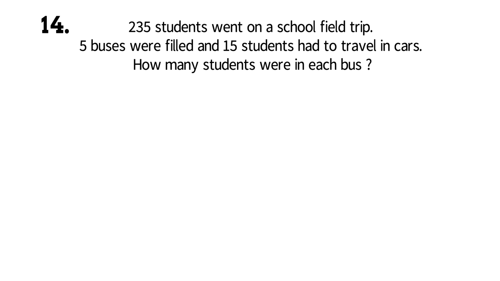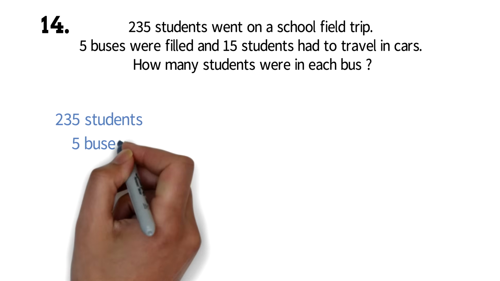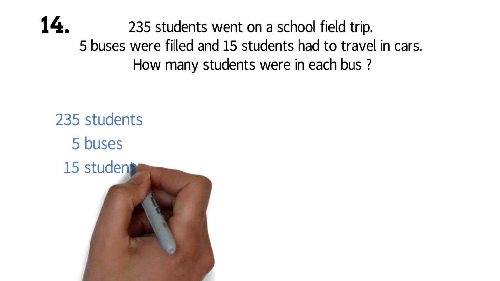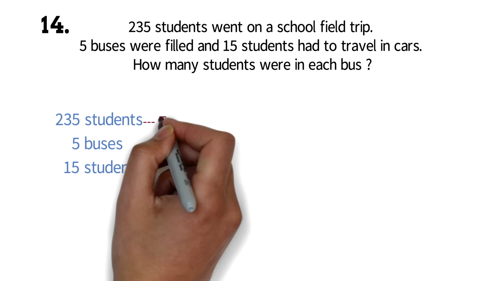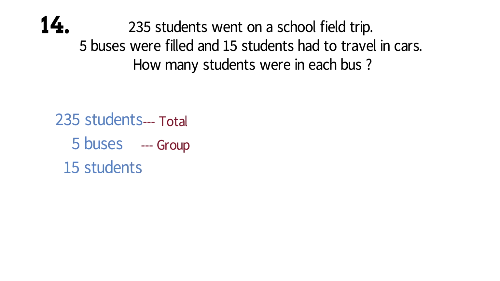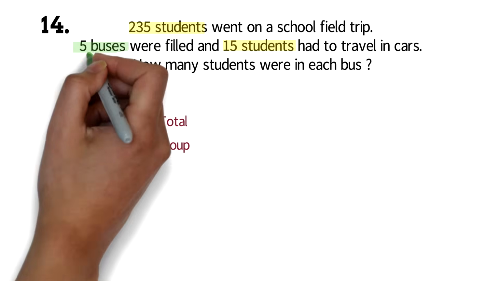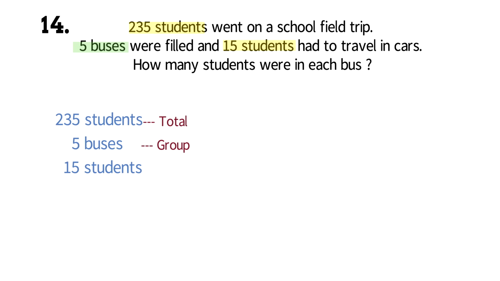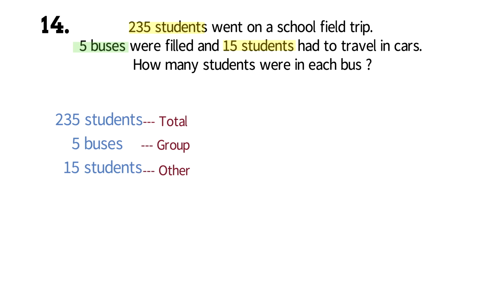We have to identify our three parts. The three numbers we have are 235 students, 5 buses, and 15 students. I'm sure you can identify all the parts. The total is 235 students. The group is students and buses. We said another easy way to identify this is that the two numbers represent students, but the group number represents buses. The value that was not part of the group was 15 students.